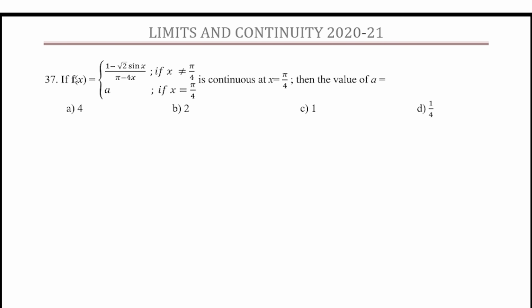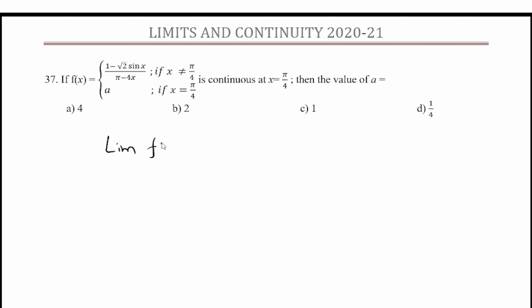Next, question number 37. If f of x is equal to (1 minus root 2 sin x) by (pi minus 4x), when x is not equal to pi by 4, whereas f of x at x equal to pi by 4 has value a, and it is continuous at x equal to pi by 4, then find the value of a. Again apply the definition of continuity.